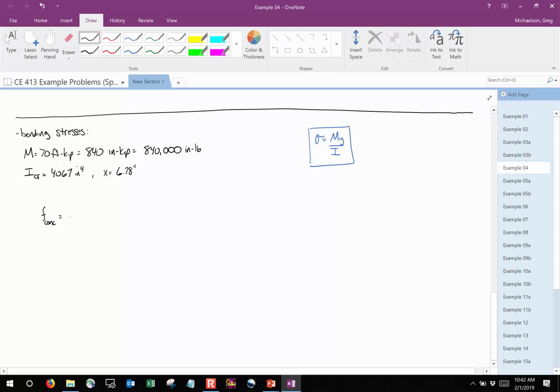Okay, so first off, we have M. Now, our moment of inertia is going to be the cracked moment of inertia. Now, what about Y? Remember, what we need to do is figure out how far it is from the centroid to the very, very, very tippy top of the concrete. And what is that value? Now, think about it. How far is it from the centroid to the very, very, very tippy top? What's that?